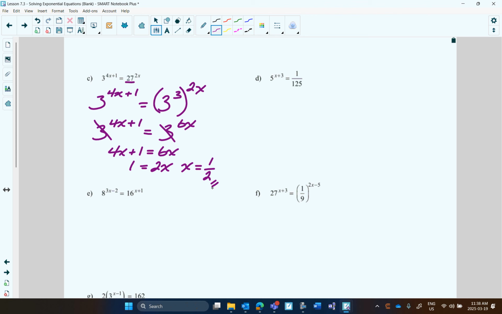So let me try the next one. It should be obvious to you that you have to change the right. And hopefully it's also obvious to you that it's going to involve a negative exponent, because this is in fraction form. Once you get to that step, it should be pretty straightforward.